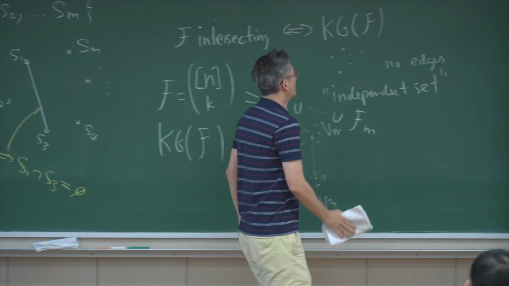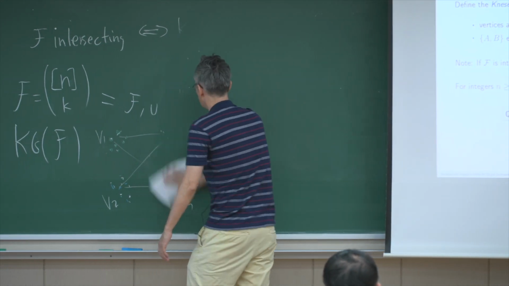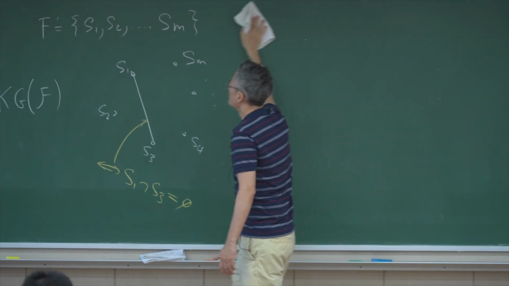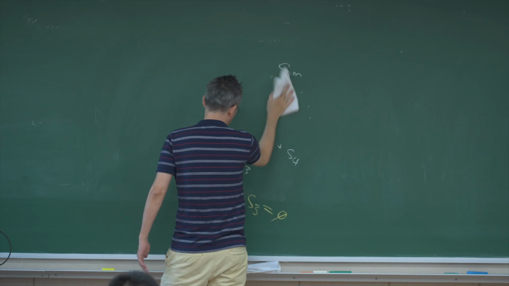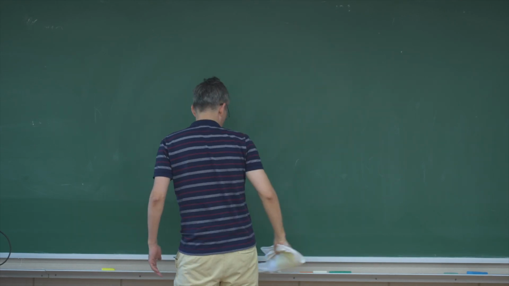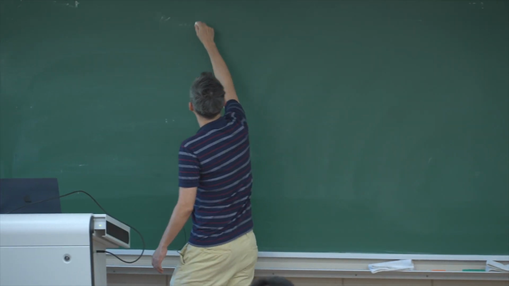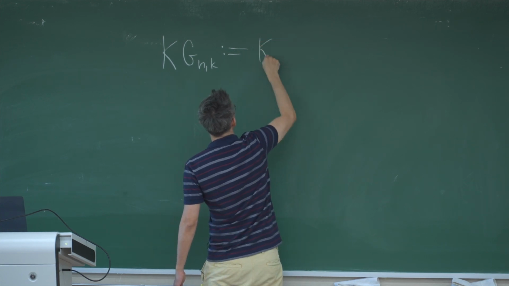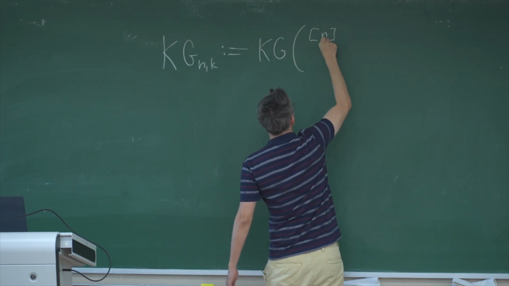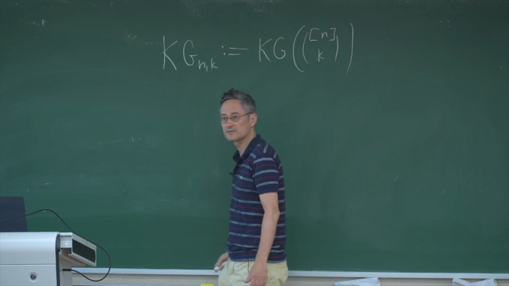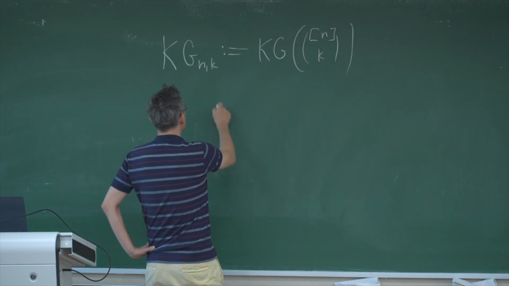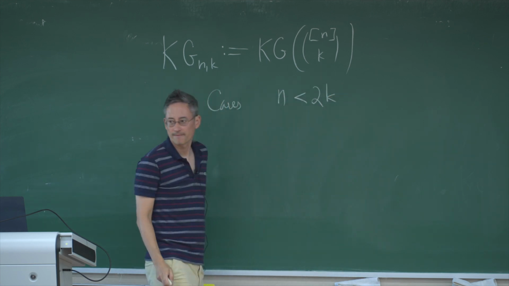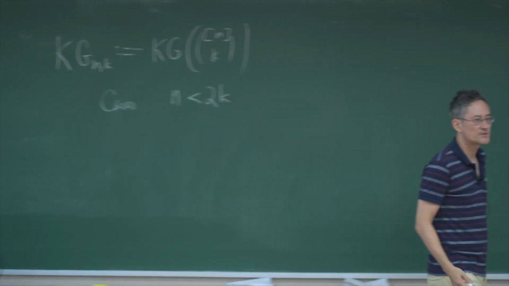So maybe first I'll show you some examples of Kneser graphs. Well, let's solve some simple cases of this graph coloring question. So this KG(n,k), this is by definition the Kneser graph of the set system n choose k, like this. Okay. Now let's do some cases. N is less than 2k, right? What does the graph look like?